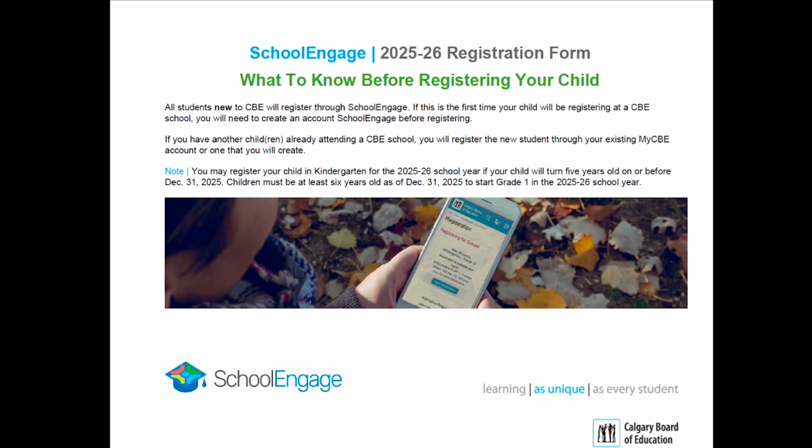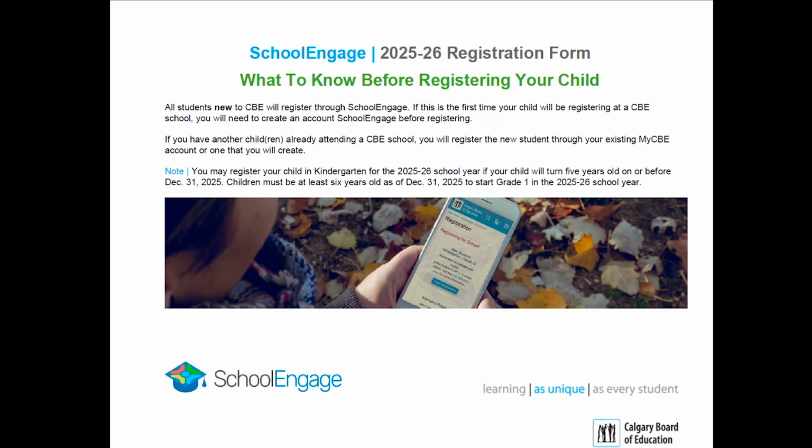What to know before registering your child. All students new to the CBE will register through SchoolEngage. If this is the first time your child will be registering at a CBE school, you will need to create an account through SchoolEngage before registering. If you have another child or children already attending a CBE school, you will register the new student through your existing MyCBE account or one that you will create.